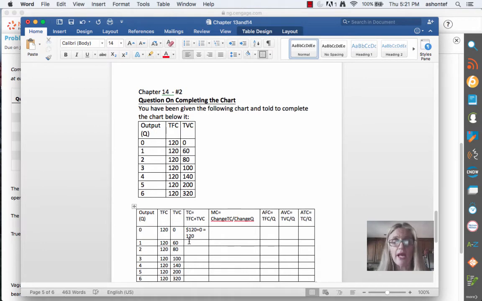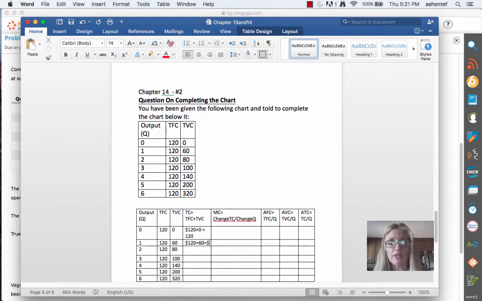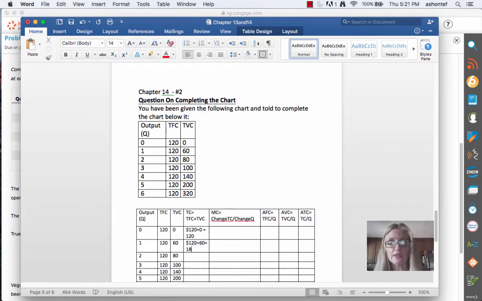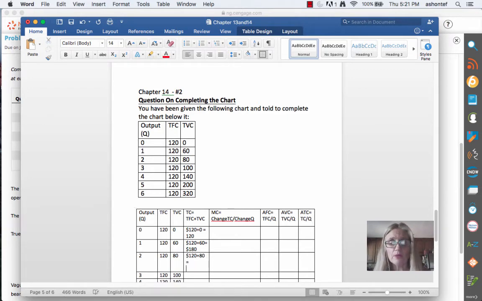At output level of 1, it would be 120, fixed cost doesn't change, plus the variable cost, which would be 60, so that would be 180. I'll put that on the separate line, 180. At output of 2, our fixed cost would still be 120, plus the variable of 80, so that would equal $200. And you would just keep on going down the line.